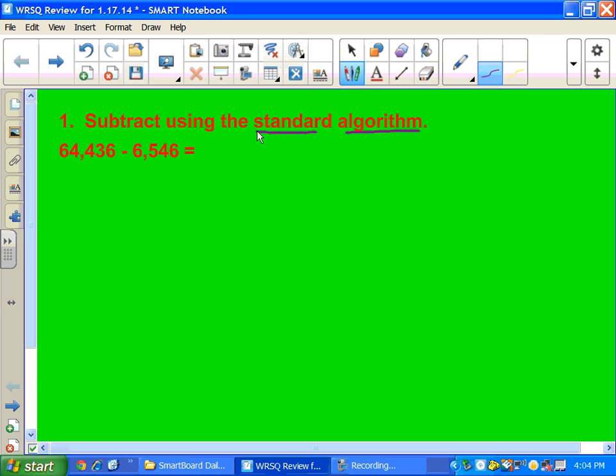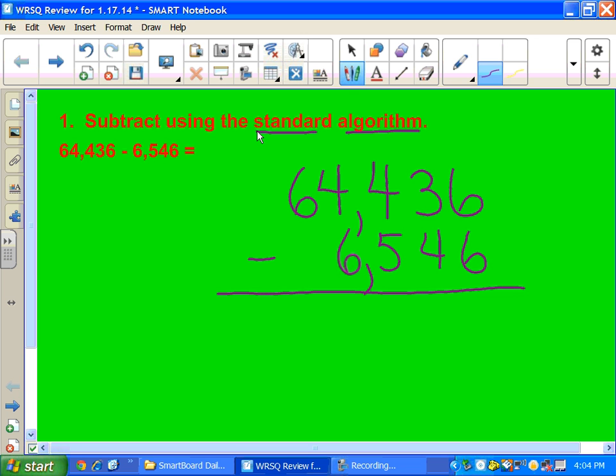All right, the first thing, we're going to make sure when we use the standard algorithm that we line up our place values. So I'm first going to write my first number, 64,436. We're subtracting 6,000. So make sure I put that in the thousands place. 5 hundreds, 4 tens, and 6 ones. All right. We begin with the ones.